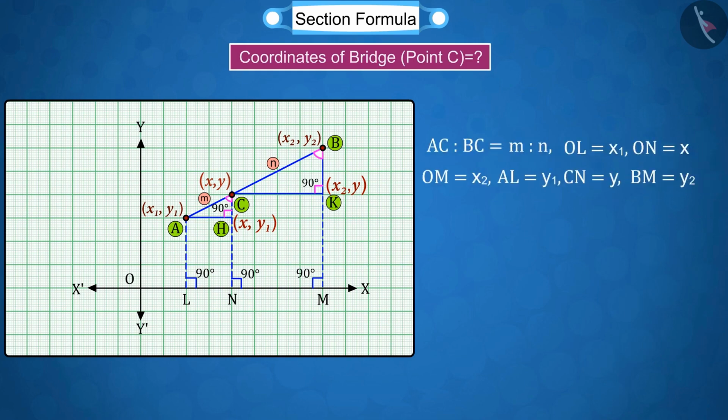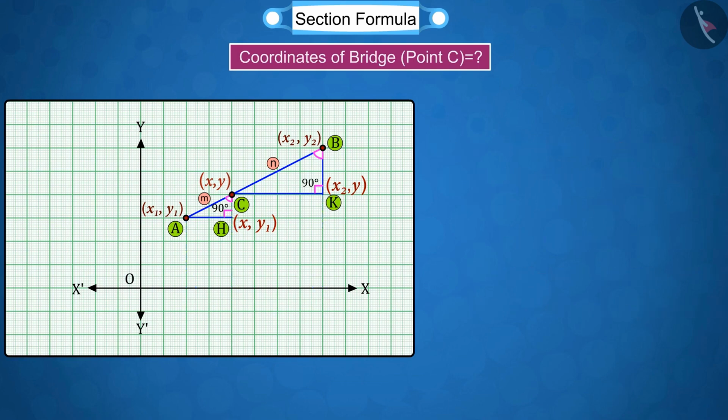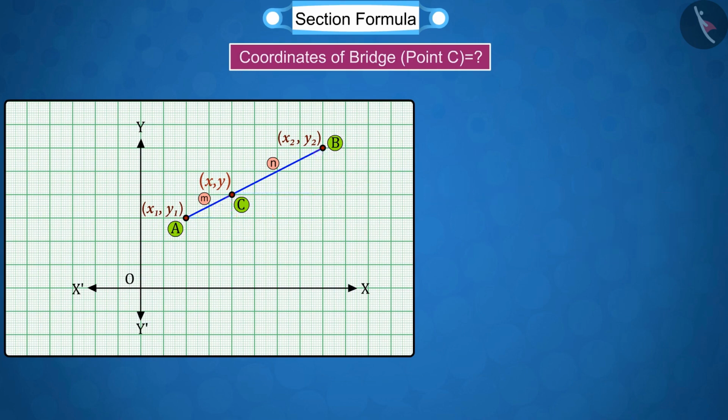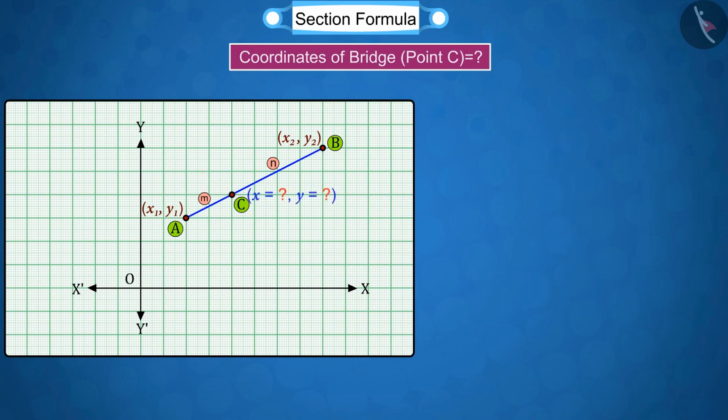With the help of the figure, we can see that AH equals x minus x1, CK equals x2 minus x, and CH equals y minus y1, and BK equals y2 minus y. Put the values of AC, CB, AH, CK, CH and BK in equation 1, where the values of AC and CB are given to be m and n respectively. Now can you find the values of the coordinates x and y of point C? Come on, let's try to find its solution.